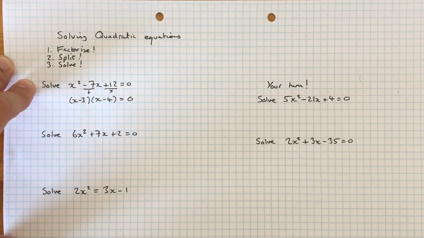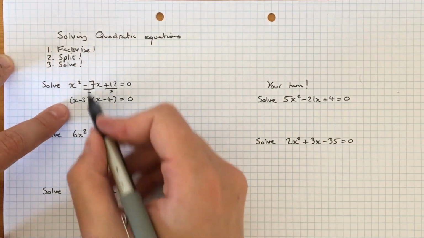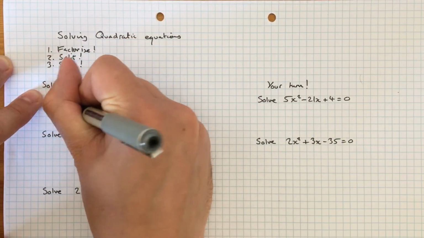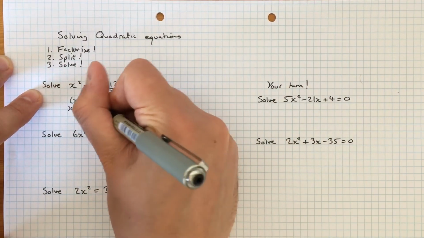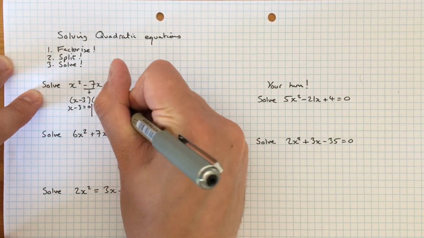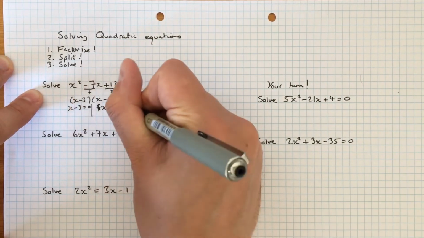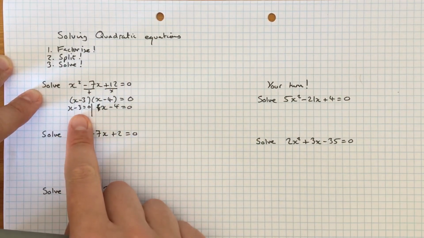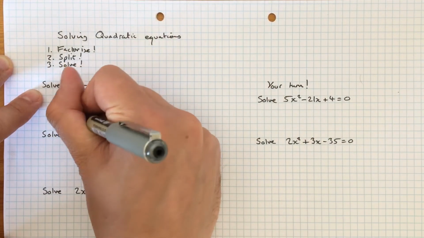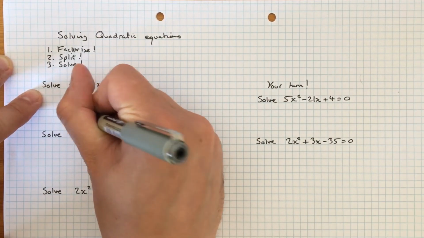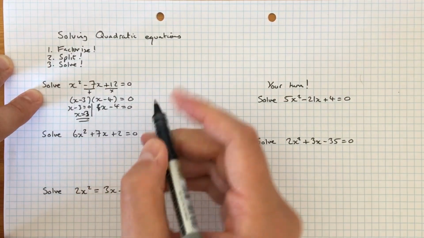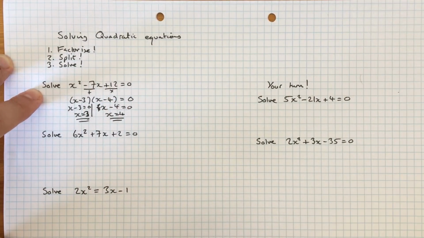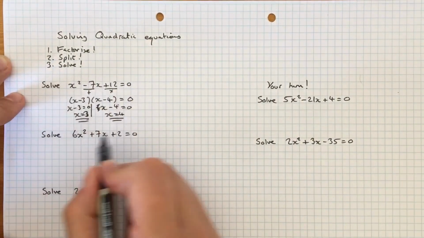Okay. So now we've factorised it. Step 2 is to split it up. So when we split it up, we do x minus 3 equals 0, or x minus 4 equals 0. I've got two little equations to solve. So if I solve this one by adding 3 to both sides, I'm going to get x equals 3. And if I add 4 to both sides of this one, I'm going to get x equals 4. Okay, so that's something we've seen previously.